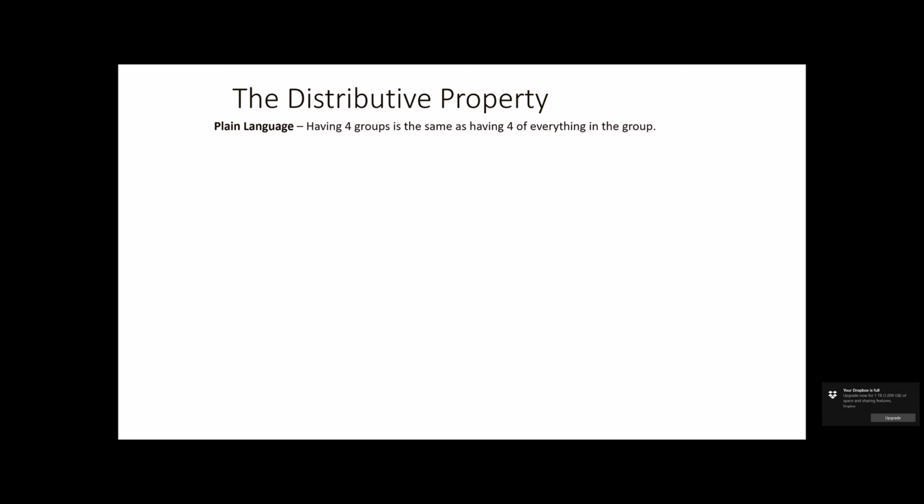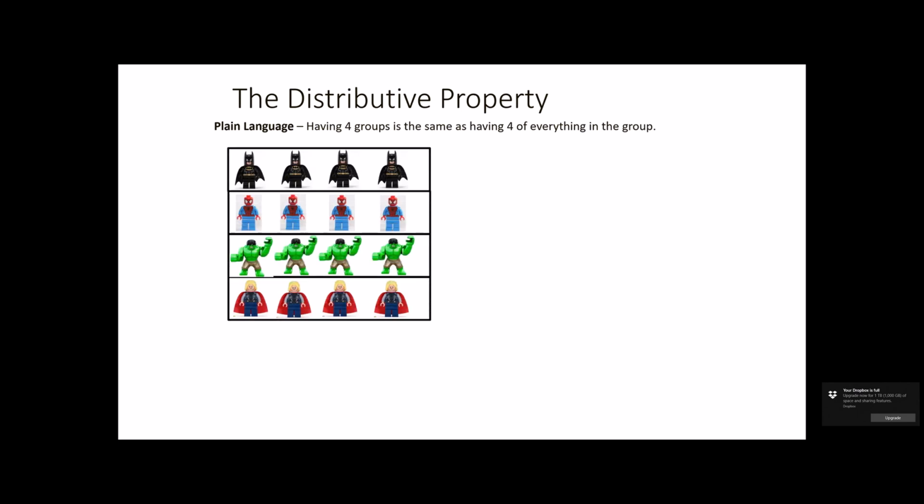Here's another one I would give them. Having 4 groups is the same as having 4 of everything in that group. So, if I were to give you this picture, I have 4 Batmen, 4 Spider-Men, 4 Hulks, and 4 Thors. You wouldn't believe how long it took me to decide whether those were Batmen or Batsmen or Batmans or Spider-Mans. But regardless, this is what I finally came up with, correct or not.